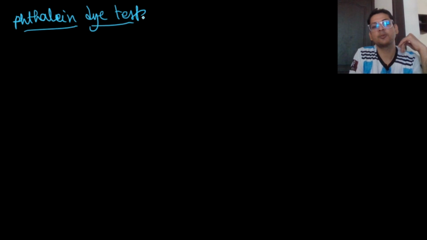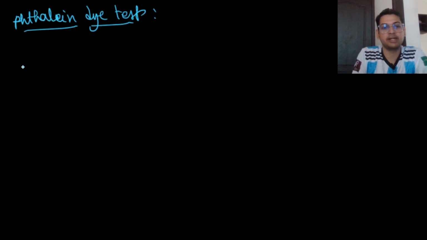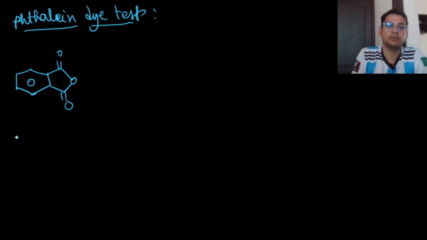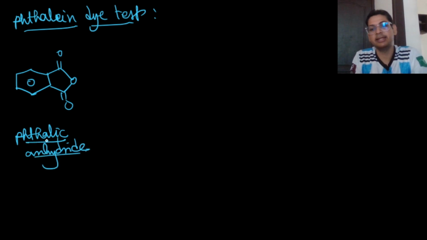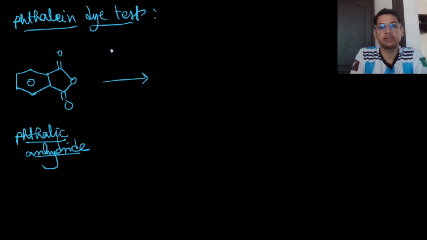I hope you know phenolphthalein, right? How to make phenolphthalein? Do you know this molecule? The name of this molecule is phthalic anhydride. This phthalic anhydride, if you react with phenolic OH group, two molecules are needed, you will get this molecule.